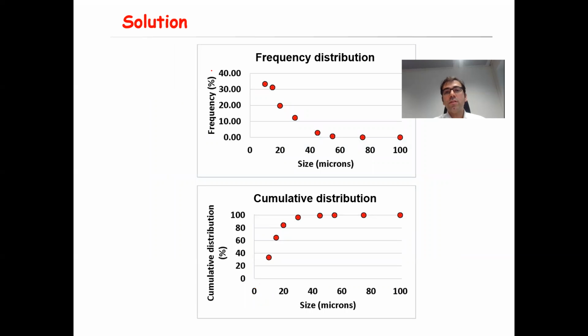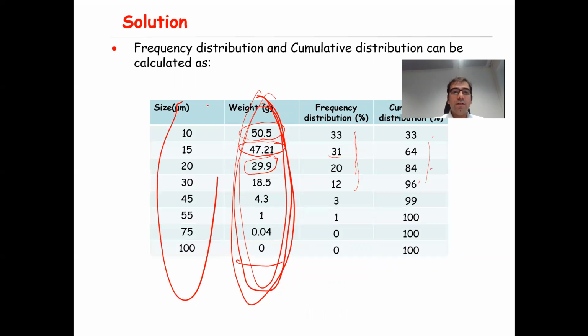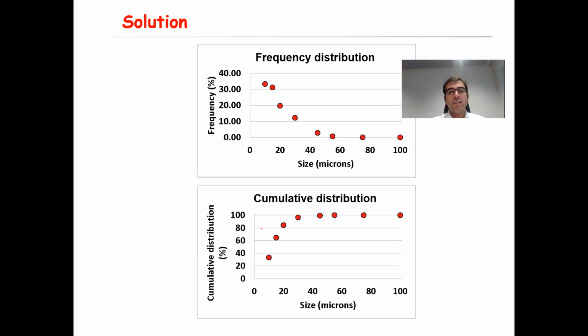So that is the frequency distribution versus size. You have the size here and the frequency distribution, so this versus that, you can easily plot it. For the cumulative distribution it is the same story. You just plot the cumulative distribution versus the size. That is pretty much it.